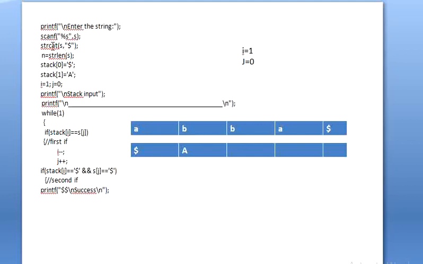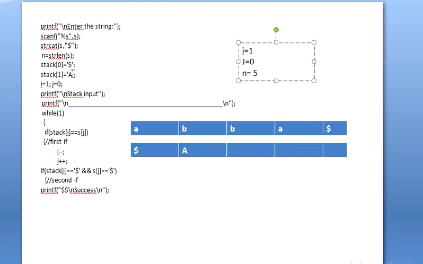After that we concatenate dollar to S. Because I'm reading A, B, B, A, and you know that every input string should end with a dollar, so I'm concatenating that. So I'm getting A, B, B, A dollar. Next, n is equal to string length of S. So what is the n value? N equal to 5, because the length is 1, 2, 3, 4, 5.